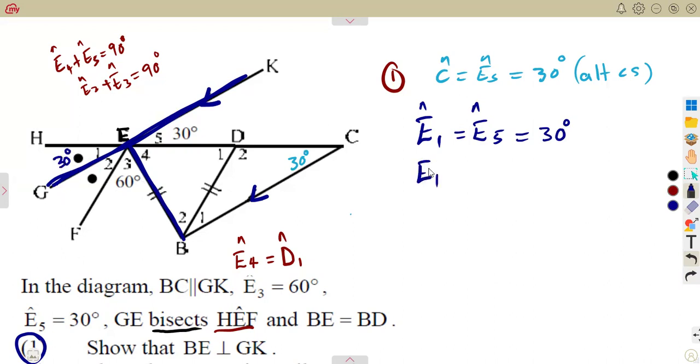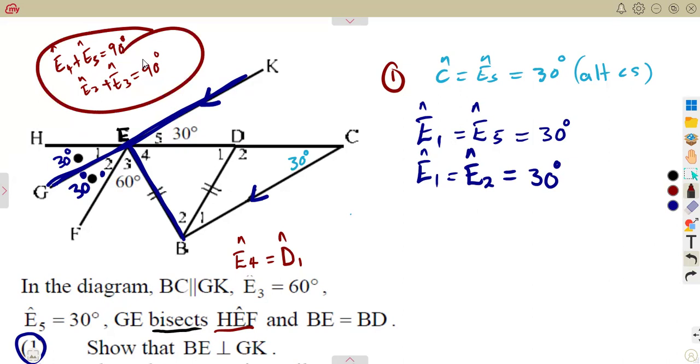Remember that E1 is equal to E2 from the concept that GE bisects this angle HEF. It is divided into two equal parts. So E1 and E2, they are supposed to be equal. That's 30 degrees. So guys, we are almost at our answer there, because remember what we said, we need to prove that either of these must add up to 90 degrees. So by knowing that E2 is 30 and E3 is 60, let's see if this is going to give us what we need there.